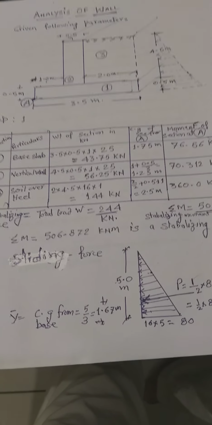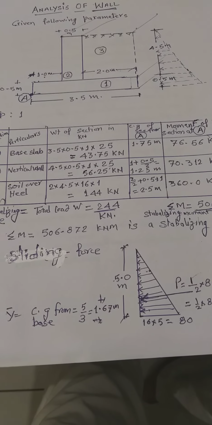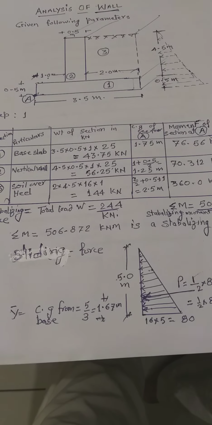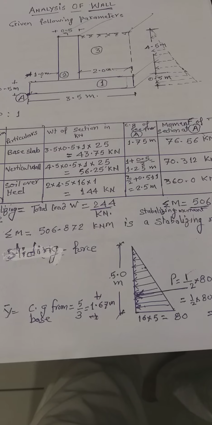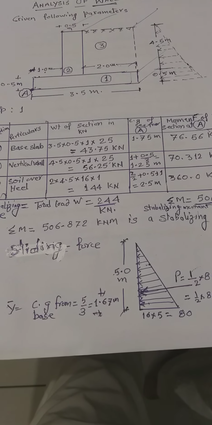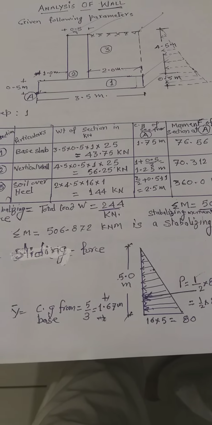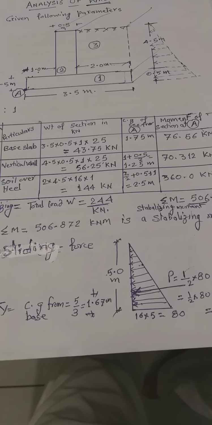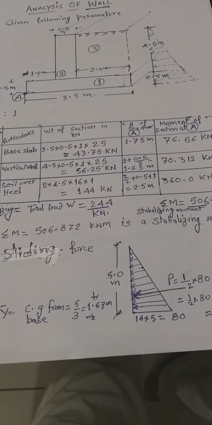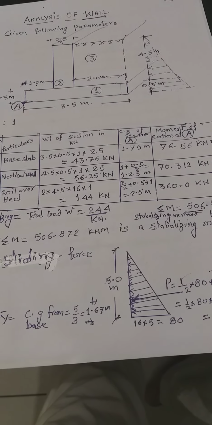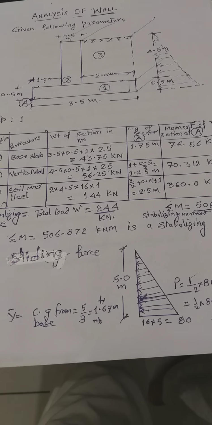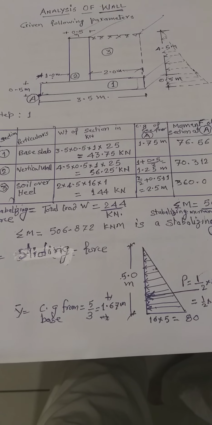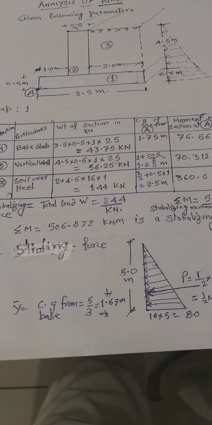It comes out to be 56.25 kilonewton. That is 4.5 into 0.5 into 1 into 25, it comes out to 56.25 kilonewton. The CG of the vertical wall, that is from the center of this stem or vertical wall to the corner of the toe, that is A, is 0.5 by 2 plus 1. That is 1 plus 0.5 by 2, it comes out to be 1.25.